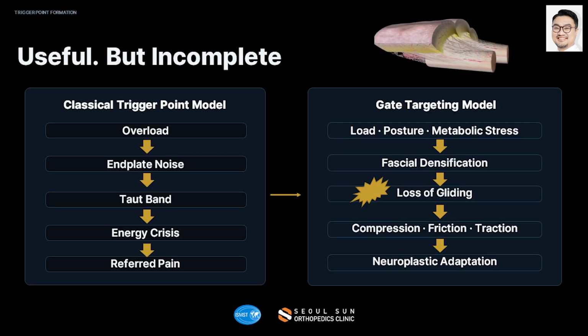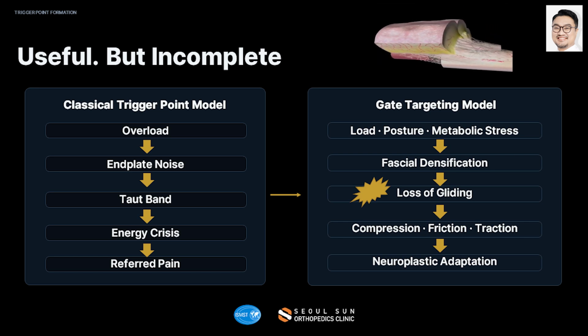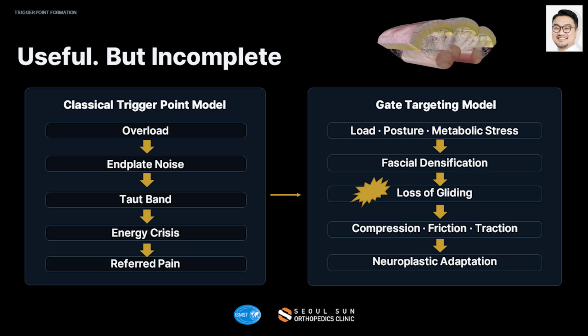The classical trigger point model is useful but incomplete. It explains overload, end plate noise, taut band, energy crisis, and referred pain. My expanded model adds one missing step. Fascial densification reduces gliding. Then ordinary movement becomes compression, friction, traction, and nerve stress.